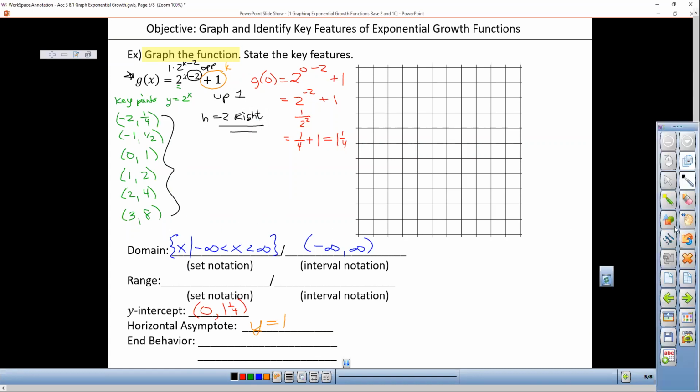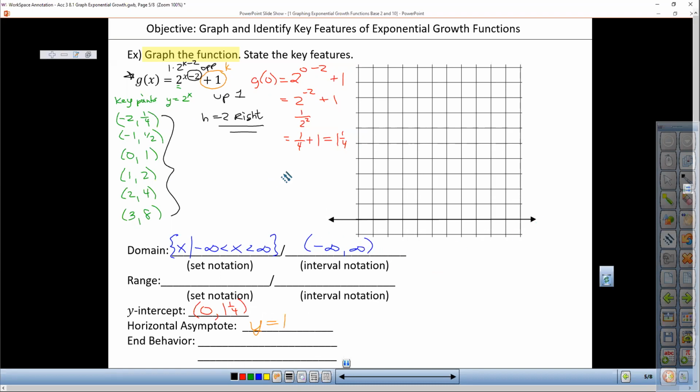So now I'm going to draw my axes in. Remember that I want to kind of keep in mind where my graph is going to be. So I have this horizontal asymptote of y equals 1, and I do not have an x-axis reflection. That tells me all of my points are going to be above y equals 1. So I am going to move my x-axis all the way to the bottom to give me some room there.